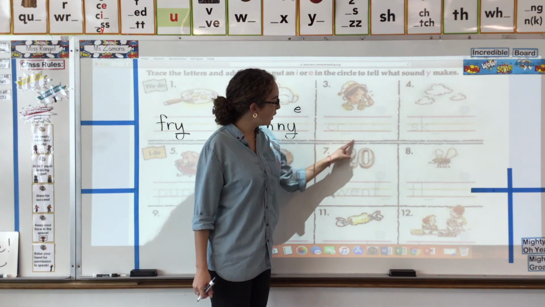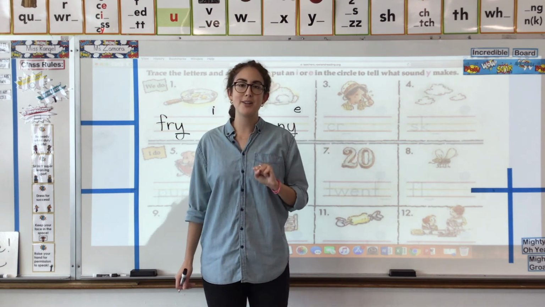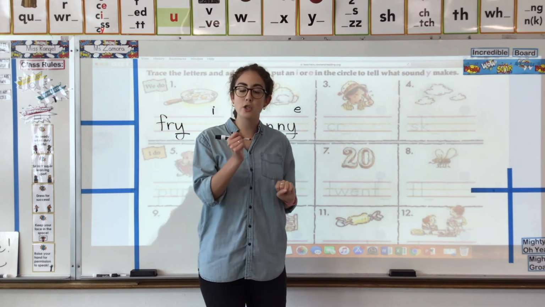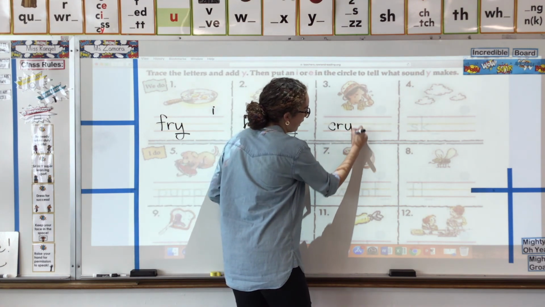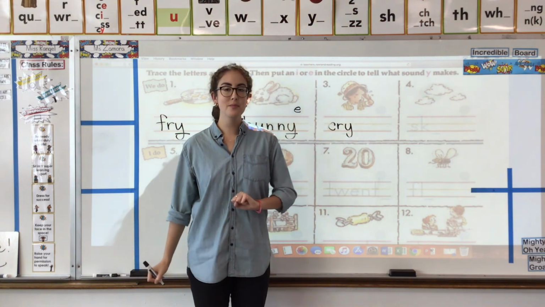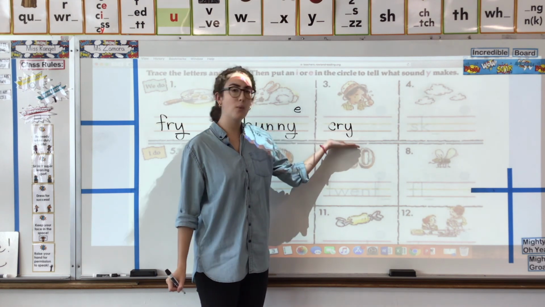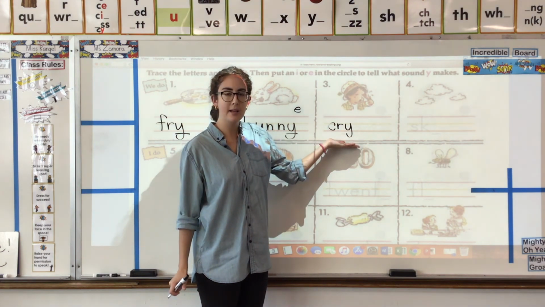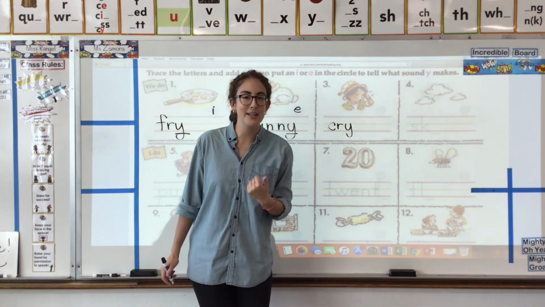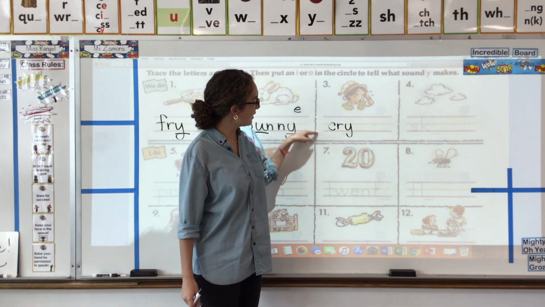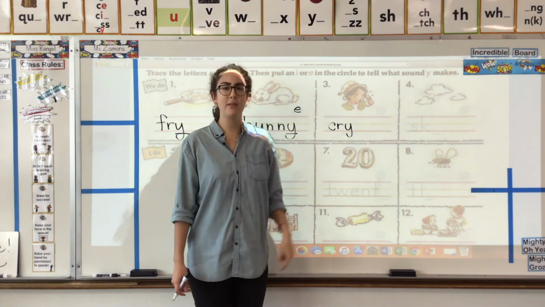Okay, next up right here. So we've got a short little word with just 3 letters. Can we go ahead and trace it and add that Y? C-R-Y. So, where's the Y in this word? Where's the Y? It's at the end of the word. And is there any other vowel in this word?